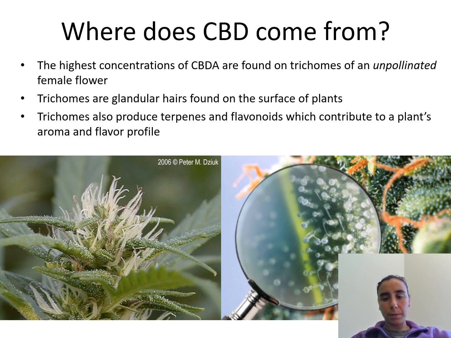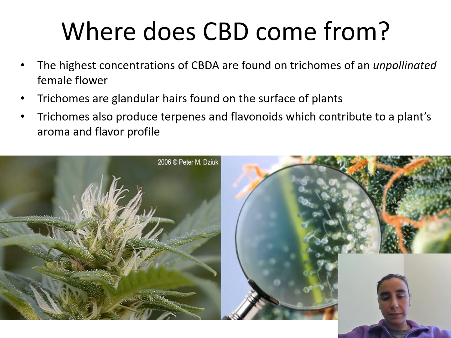So where does CBD come from? CBDA, which is the precursor for CBD, is what the plant secretes during the extraction process. When CBDA is heated, it is turned to CBD. But CBDA is produced by the trichomes on female flowers, the surface of the female flower.